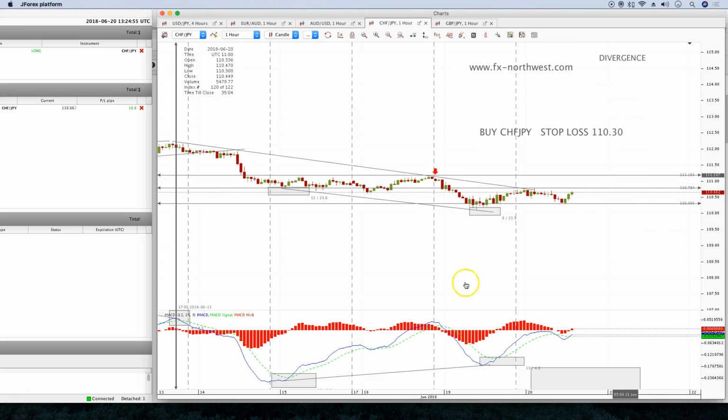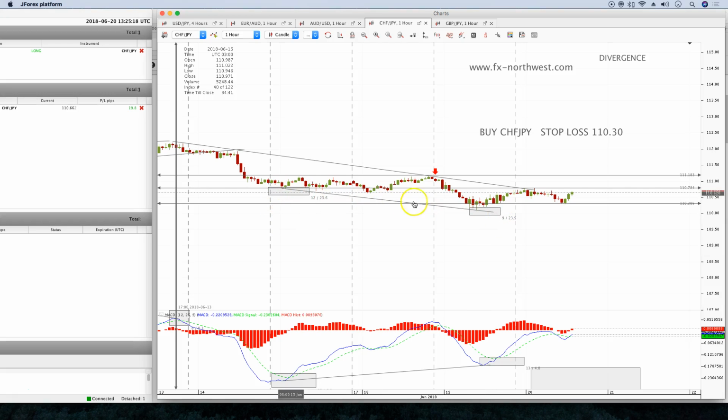Divergence is when MACD is going in the opposite direction of price. Notice price had lower lows, but the wave patterns on MACD were going in the opposite direction. Usually MACD is a copycat of price. The price goes down, MACD goes down, price goes up, MACD goes up. And in this case, we have wave patterns.